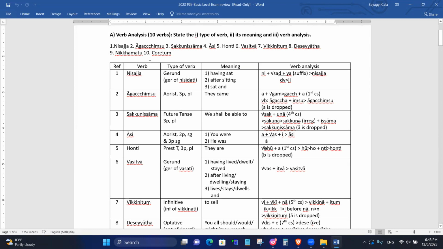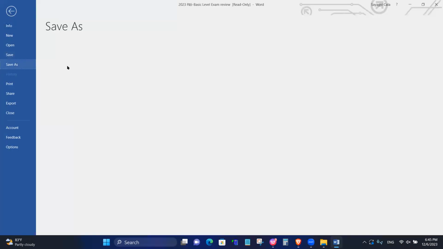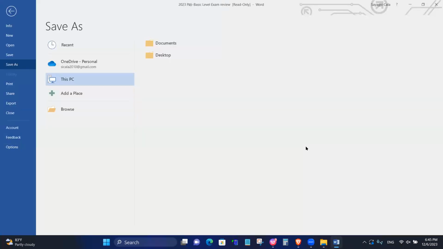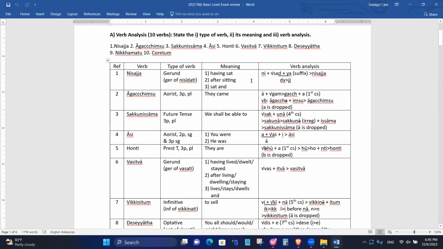Now, from lesson 1 to 12, right? This one is a very difficult one. So when you see Nisaja, some of you don't know what it is, but actually if you learned the gerund, that's on lesson 9, so you'll be able to find the answer. And for this question, you need to give me the answer type, meaning, and word analysis. So 1, 2, 3.